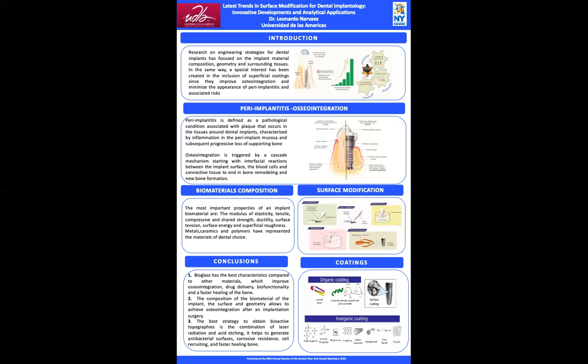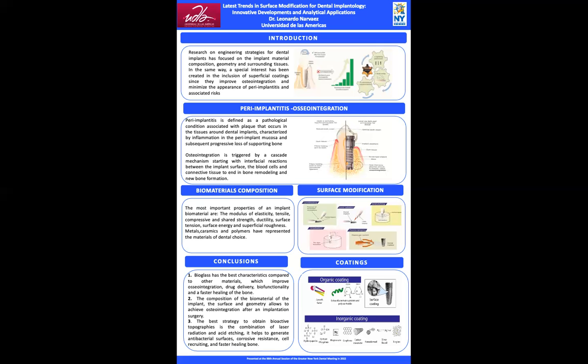Referring to the composition of biomaterial, the most important properties that the biomaterial must have are modulus of elasticity, tensile, compressive, and shear strength, ductility, surface tension, surface energy, and superficial roughness. Metals, ceramics, and polymers have represented the materials of dental choice. Polymeric materials have only been used for fabricating shock-absorbing components because of their low strength.